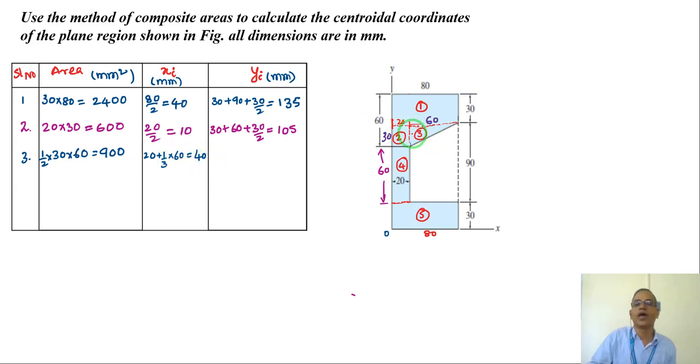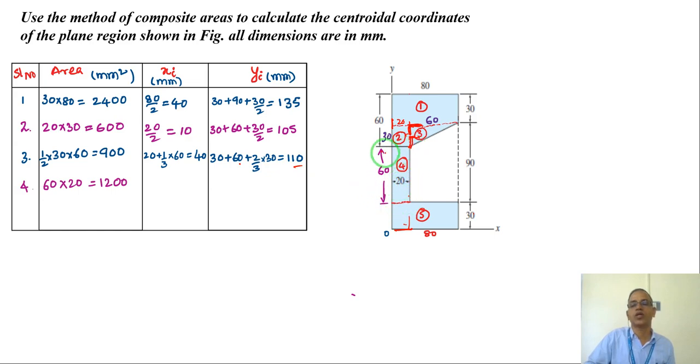Right? Now yi, that means the total distance from the x-axis. I have to measure from the x-axis at the bottom, so I have to go somewhere here. From this side it is 1/3, but from this side it is 2/3, very important. So that means 30 plus 60 plus 2/3 of this 30. Remember this: from this side it is 2/3, from the perpendicular side it is 1/3 only. It's 110.